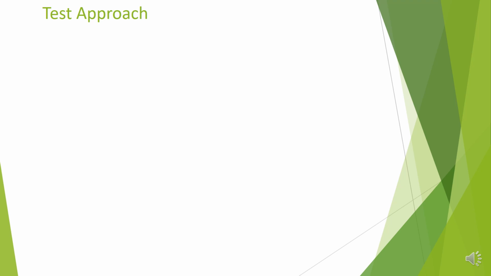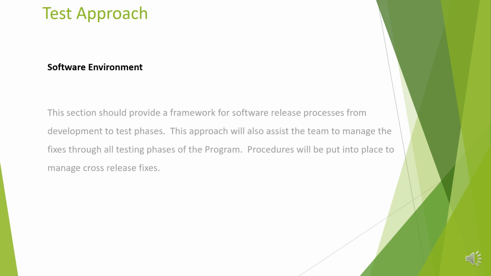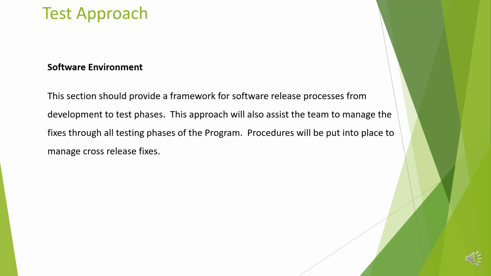Next section in the test approach document is software environment. This section should provide a framework for software release processes from development to test phases. This approach will also assist the team to manage the fixes through all testing phases of the program. Procedures will be put in place to manage cross-release fixes.